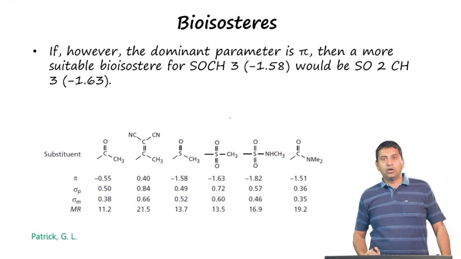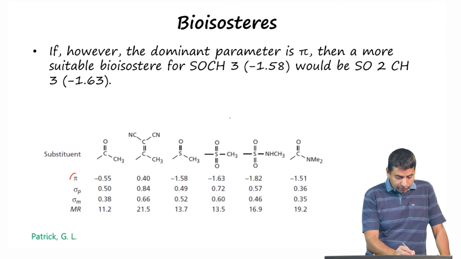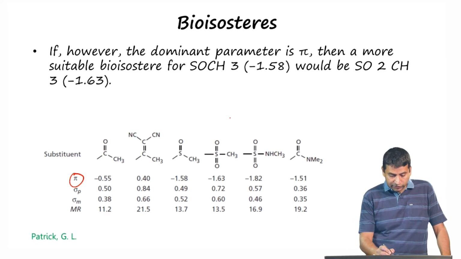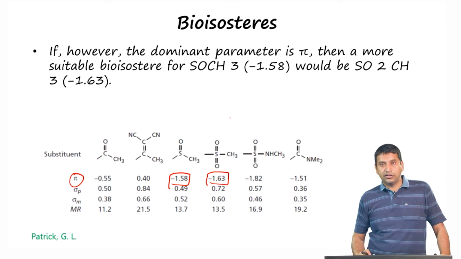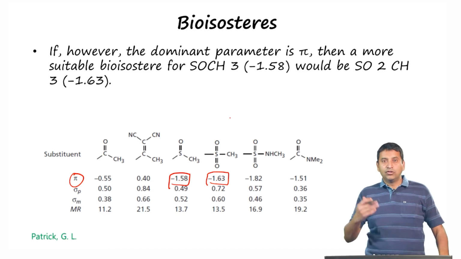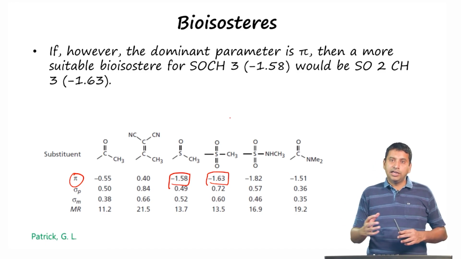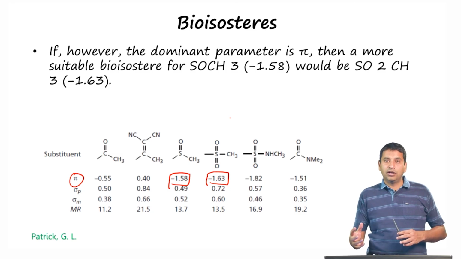However, if the dominant parameter is pi, so here is pi, then a more suitable bioisostere for SOCH3 would be S double bond O, CH3, which is the sulfonyl group. So, using these kinds of analysis, one can identify new bioisosteres in a library of molecules.